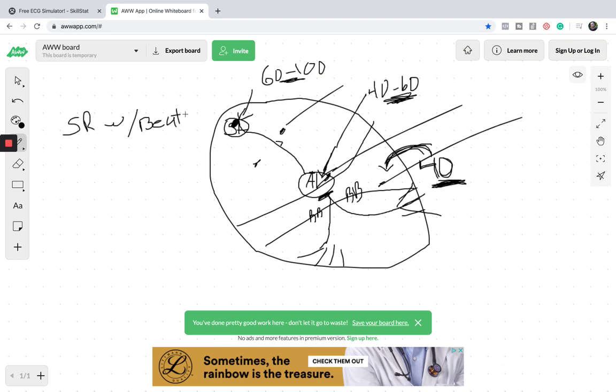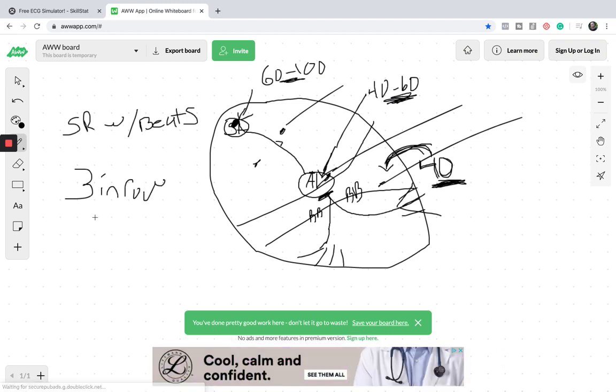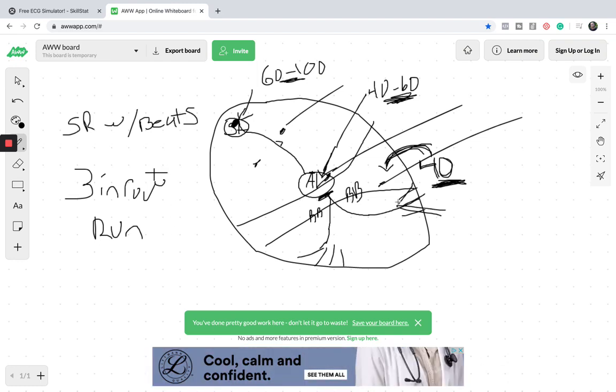There are terms for this, but I like to think about it like this. If you have three in a row, I personally call that a run. So three or more in a row is a run. Someone might say, oh, I got a run of PVCs. Well, that might have been a run of VTAC, right? You've got to watch out for that.